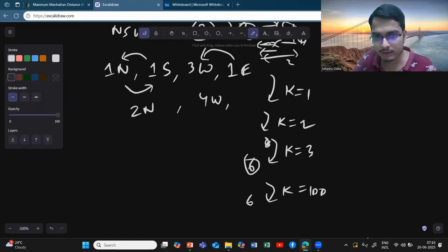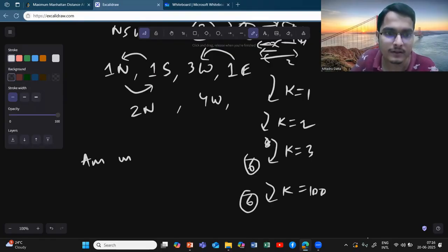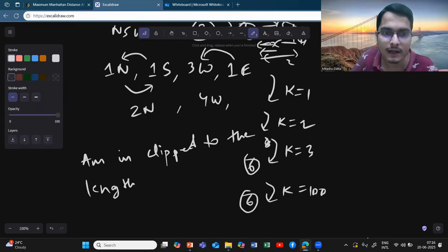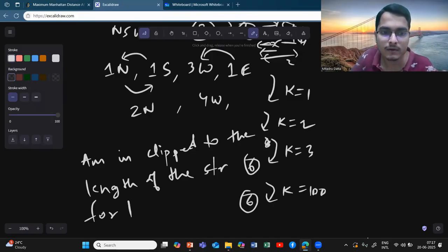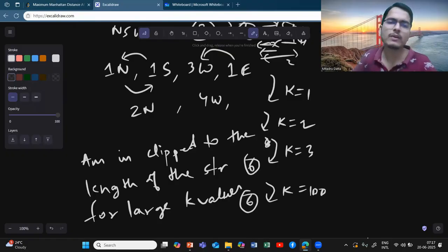So what do you see? To what value is the answer clipped? You can see the answer is clipped to the length of the string for large k values. So what can I do?